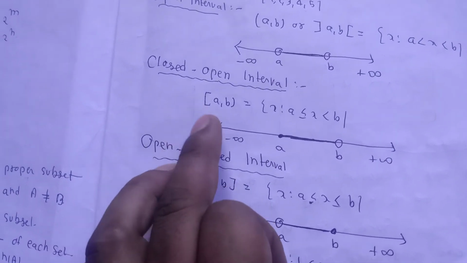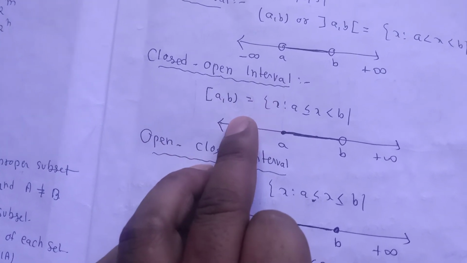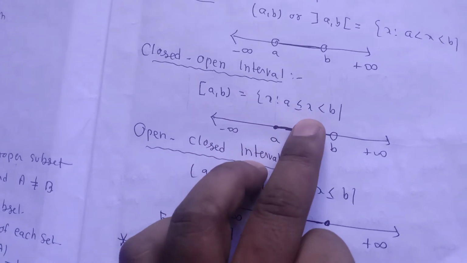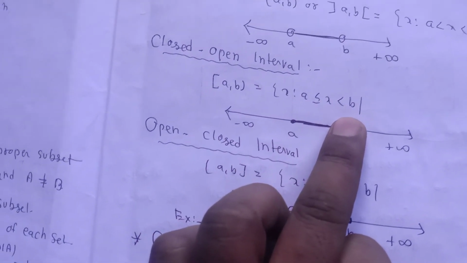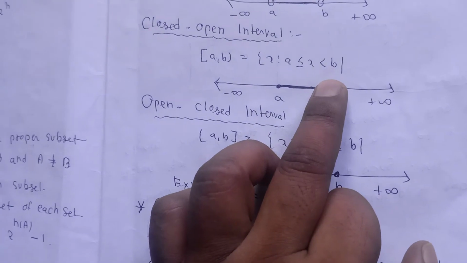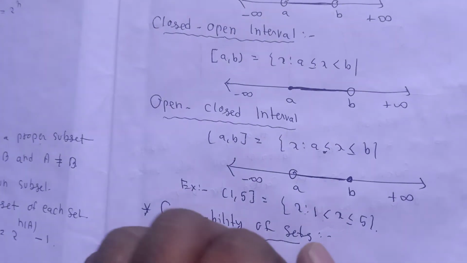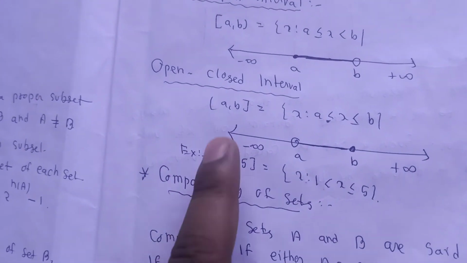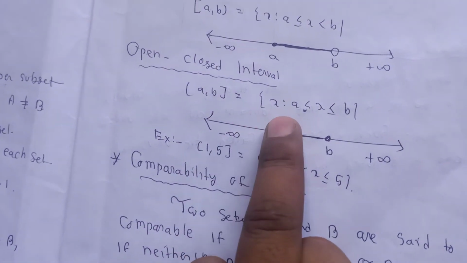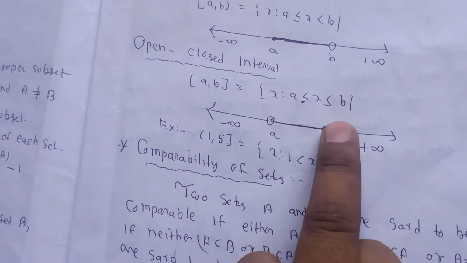This is the symbol for the closed-open interval, that is x such that a less than or equal to x less than b. A belongs but b does not belong to this set. Open-closed interval is denoted by this symbol. x is such that a less than x less than or equal to b.